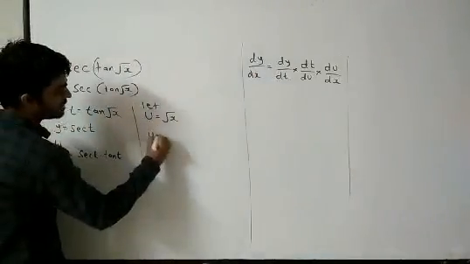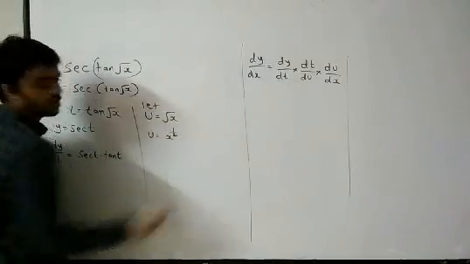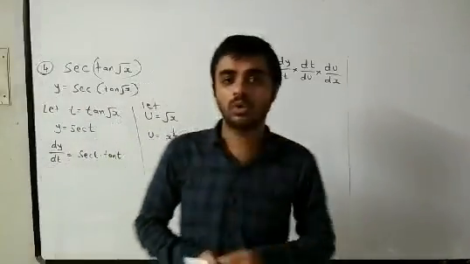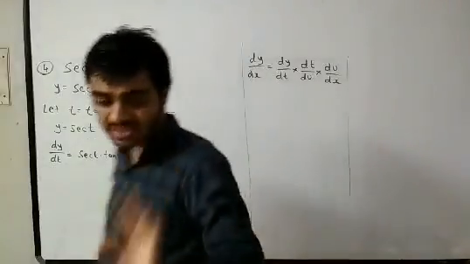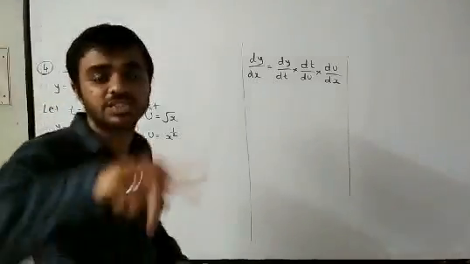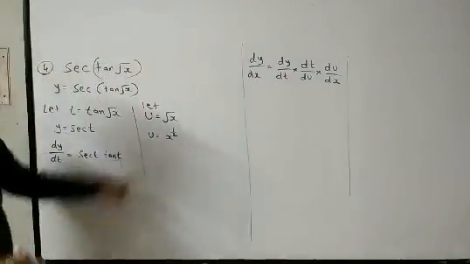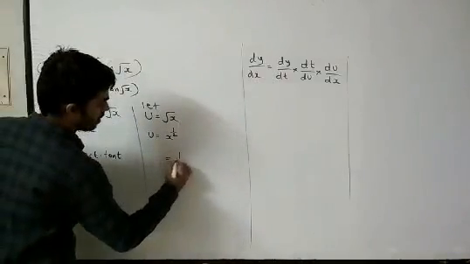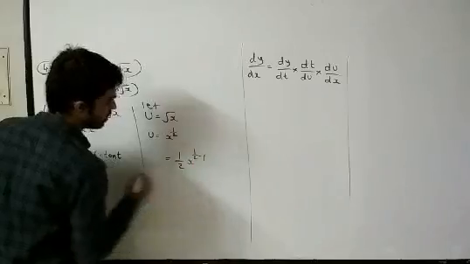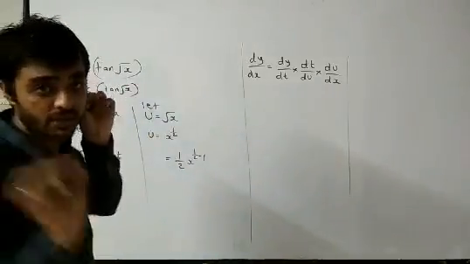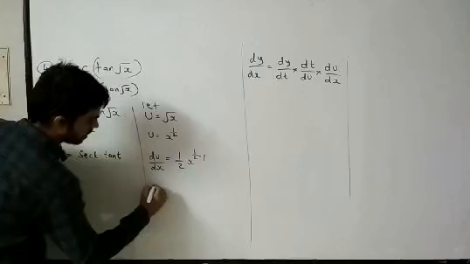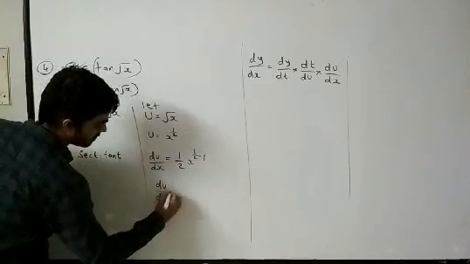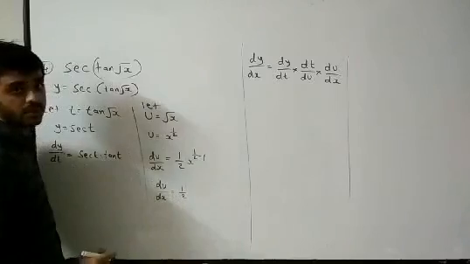Now we want du by dx. Now listen, u is equal to under root x, so x raised to half only, right? There is no confusion in this. Under root means we can write raised to half. Now you know that derivative of x raised to n is n into x raised to n minus 1. So here the derivative of x raised to half is half into x raised to half minus 1. Instead of n, I have written 1 by 2, and derivative of u is du by dx.